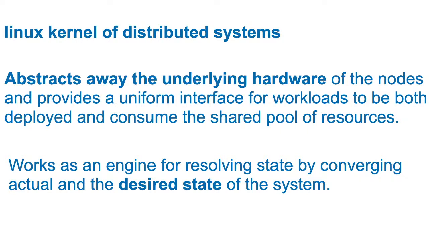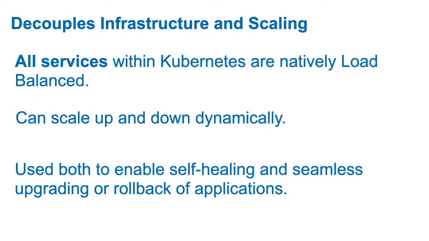So it's a desired state system. You just tell it that I need 10 of these containers, and Kubernetes will take care of it. If one of them goes down, it'll bring up another pod, and then you'll have a consistent desired state as long as resources are available. If a significant number of servers are not working, then of course that's another problem we have to work on. It decouples the infrastructure and scaling.